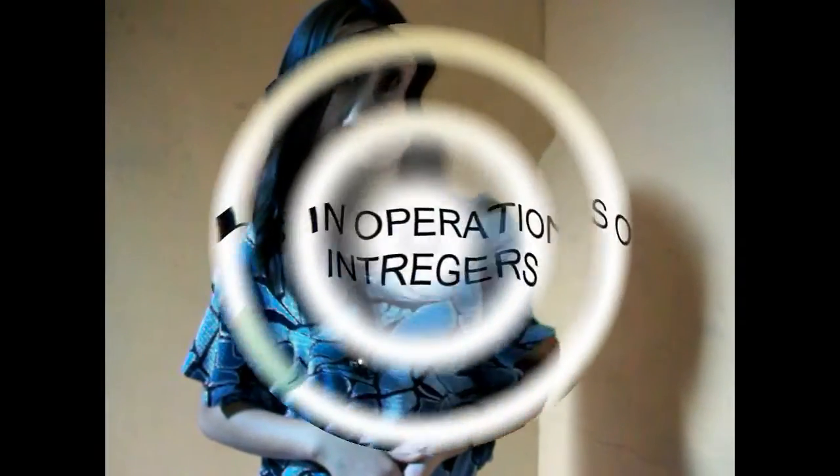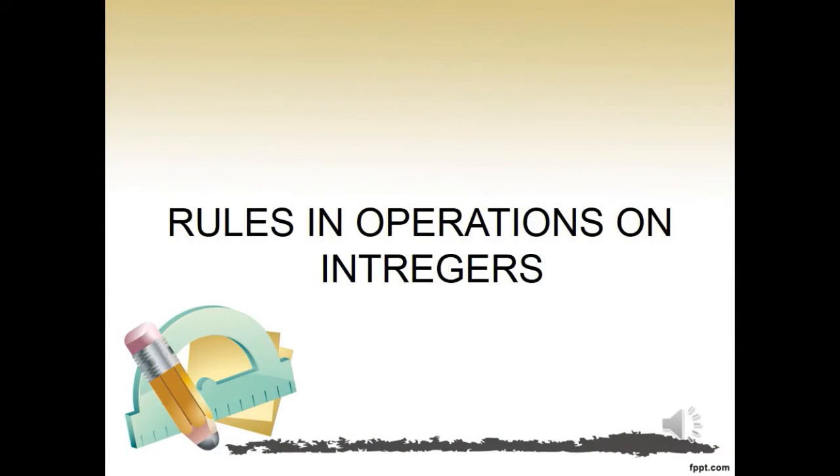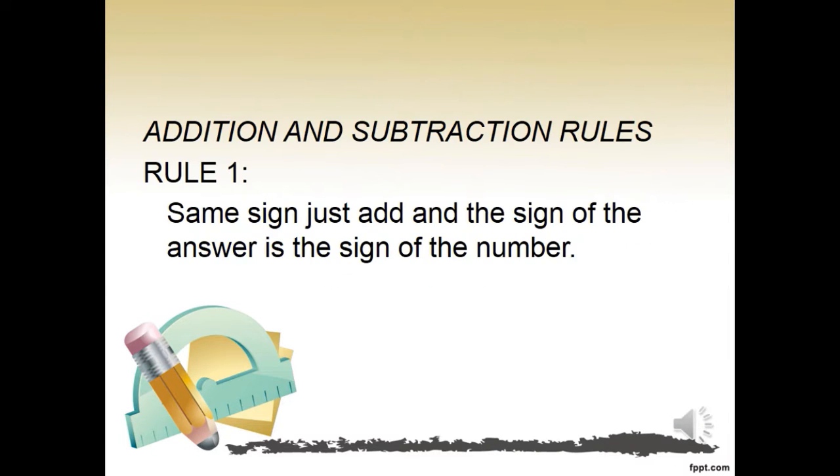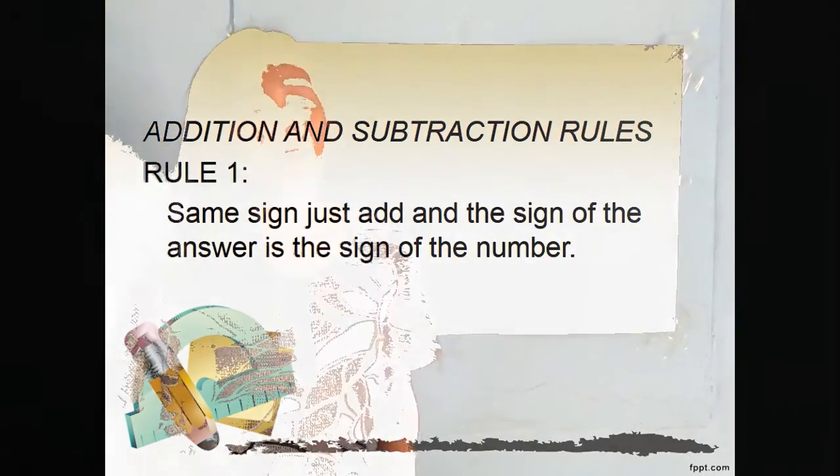Since we already know what an integer is all about, now let's proceed to the rules on how we are going to operate on integers. Rules in operations on integers. Addition and subtraction rules. They have the same rules. Rule number 1: when we add or subtract integers with the same sign, we just add them, and the sign of the answer is just the sign of the given numbers.